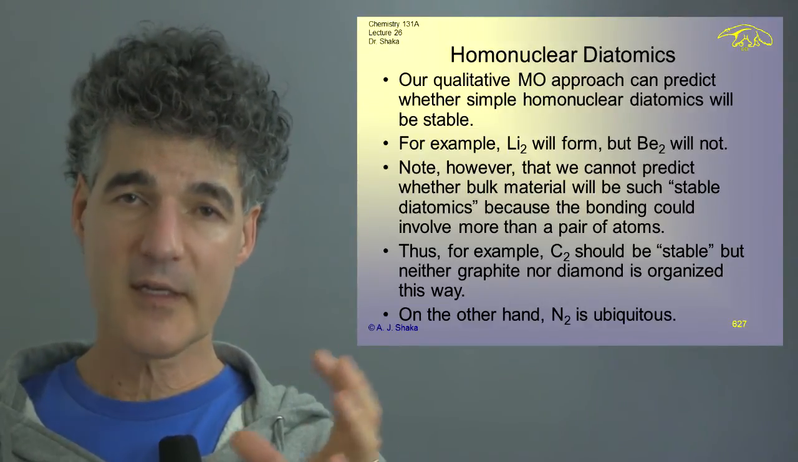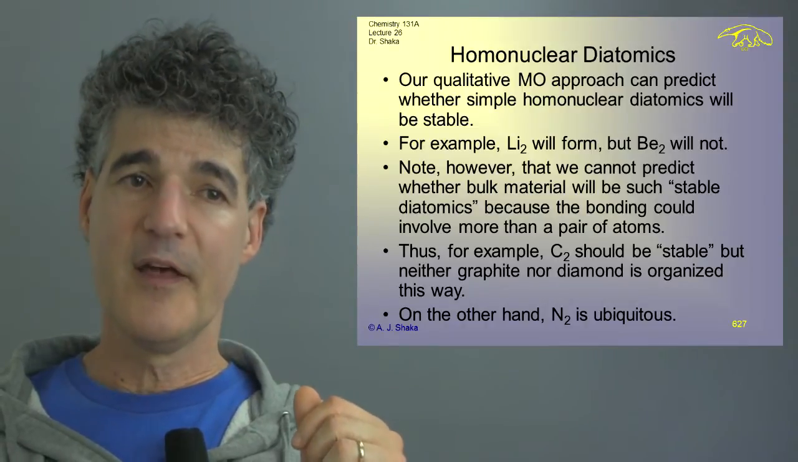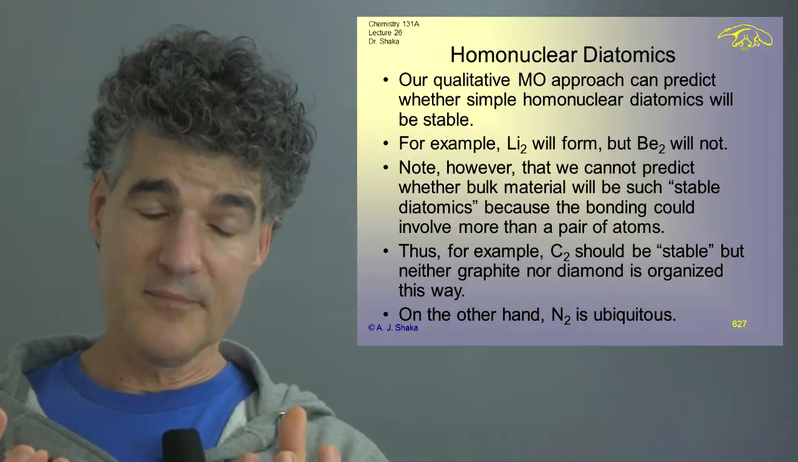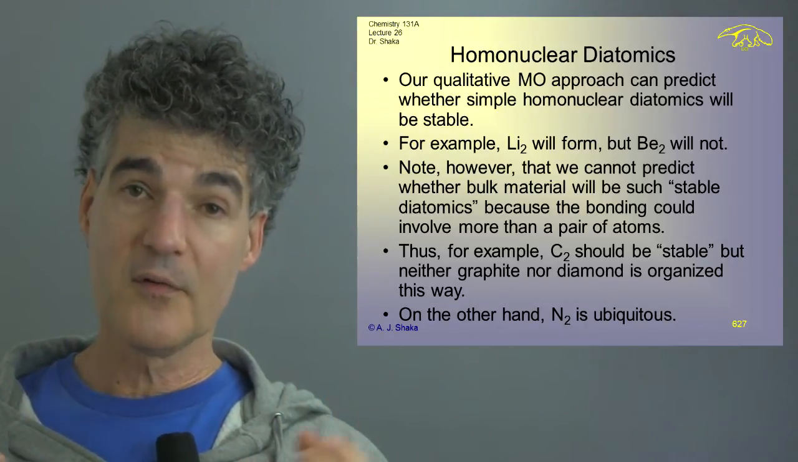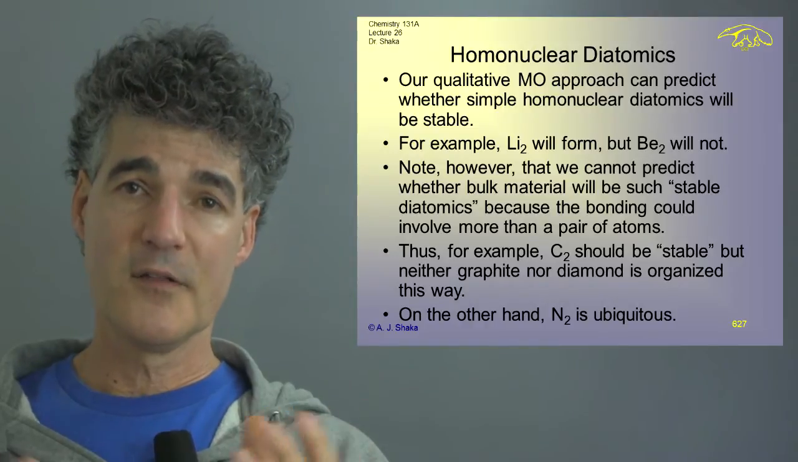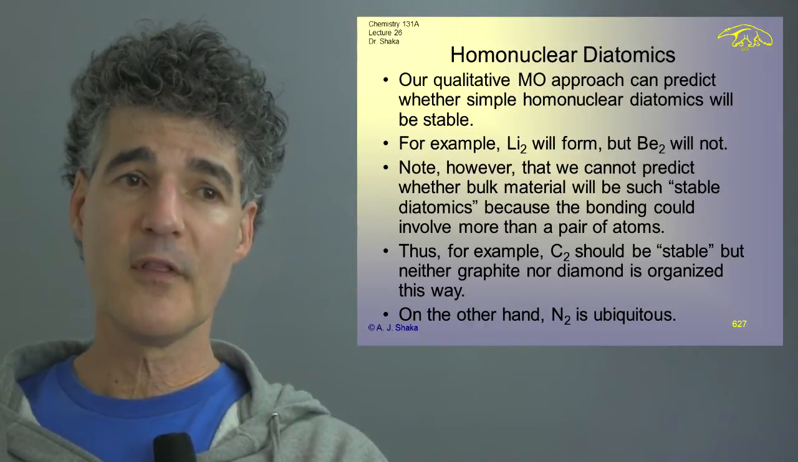And so you can predict, for example, that C2, carbon, should be, quote, stable compared to 2 C atoms. It should have a non-zero bond order and so forth.